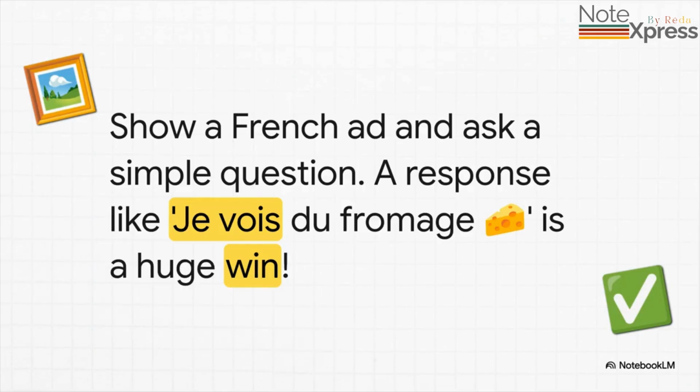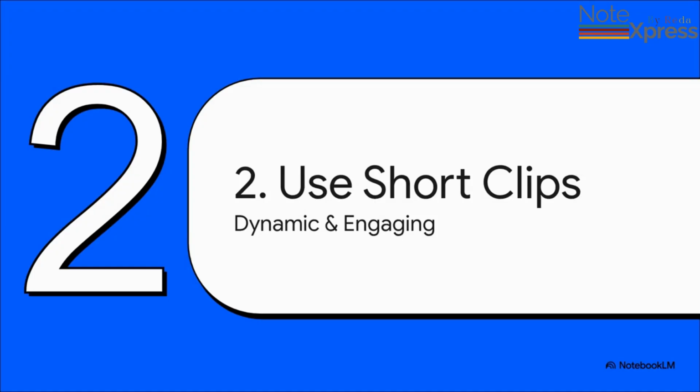So what does this actually look like in your classroom? Imagine you show your students a French ad for cheese. You ask, what are they selling? A beginner might just say, Je vois du fromage. And that right there is a huge win. It's a successful, meaningful interaction. They understood the message from a real-world source. That's awesome.